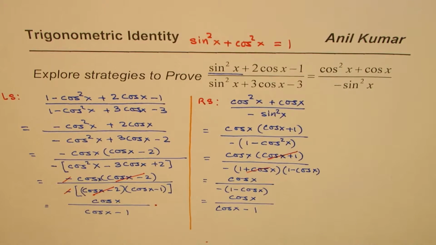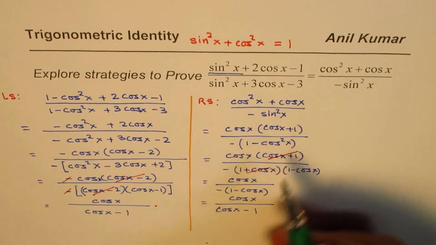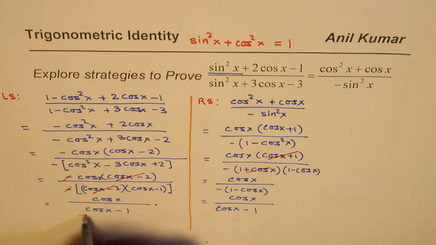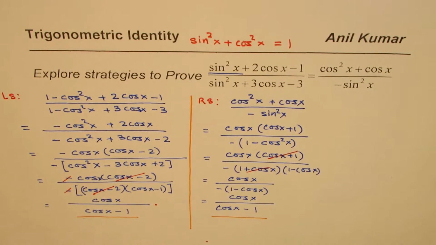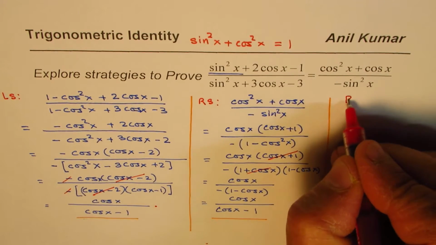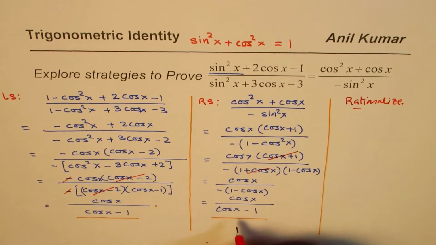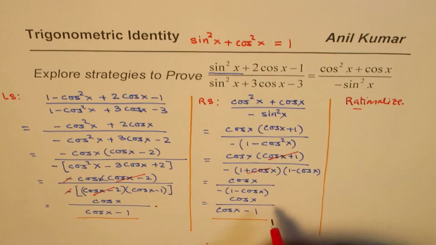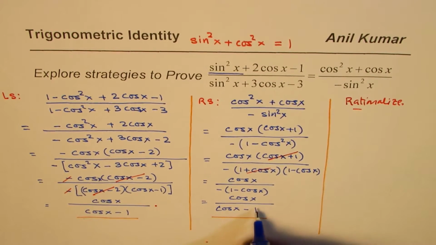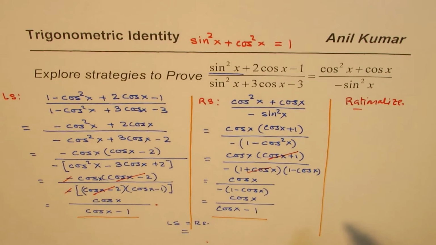So what you see here is that we have simplified the right side and the left side to exactly the same thing. Now, as I was saying earlier, you could rationalize, and let me show you that also. But this is already a good enough proof. We know the left side equals the right side, so we have already proven this identity.